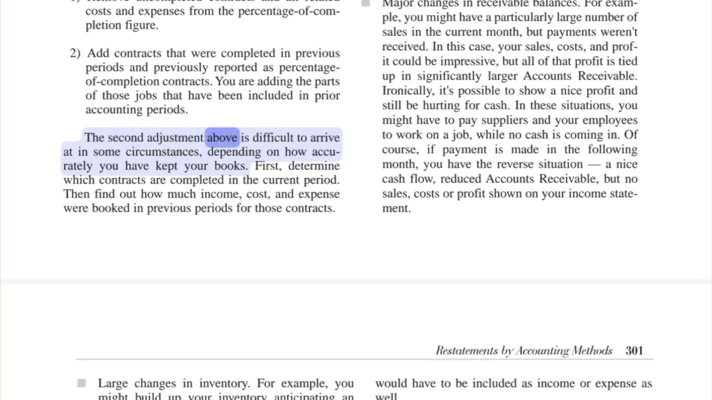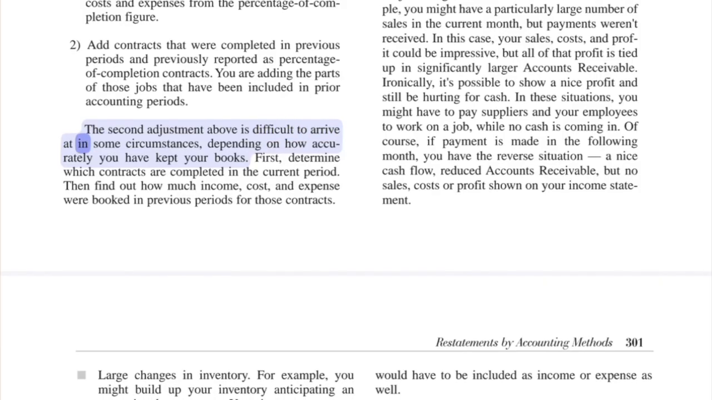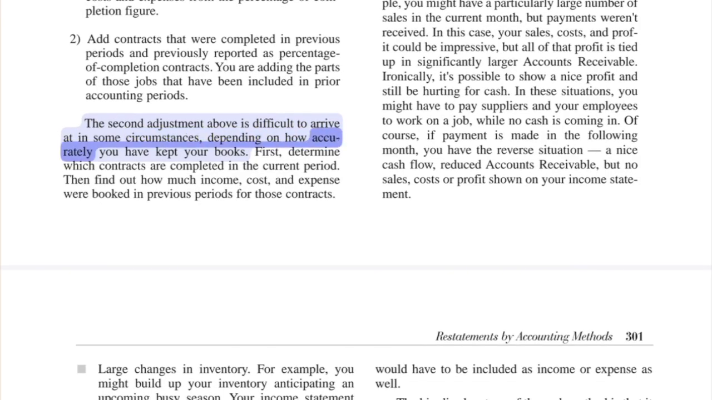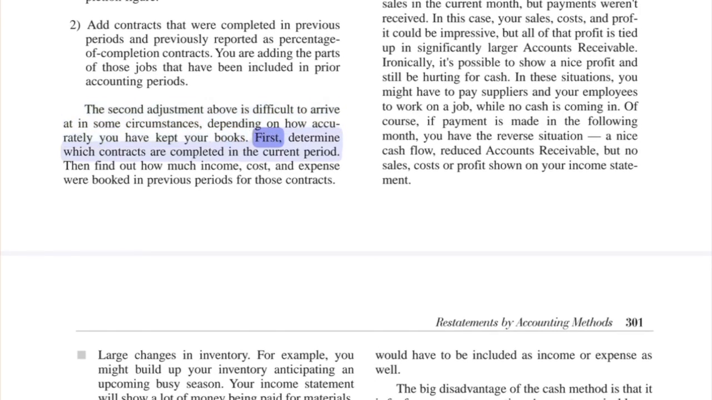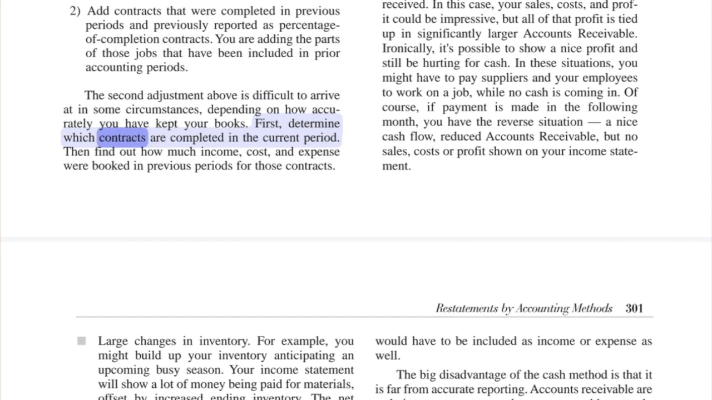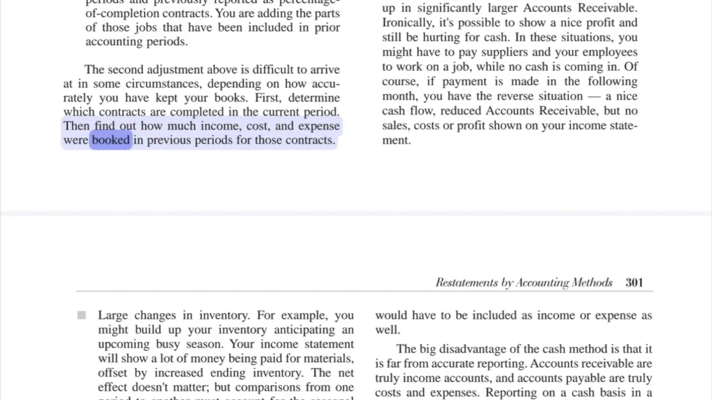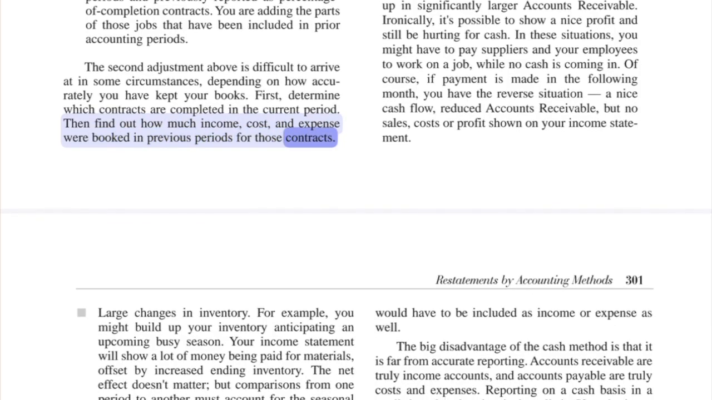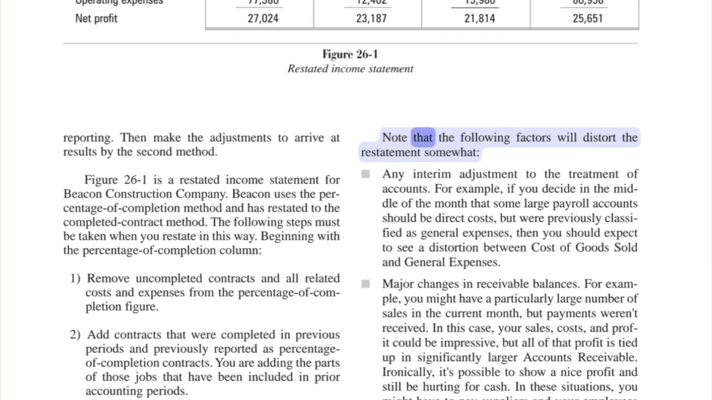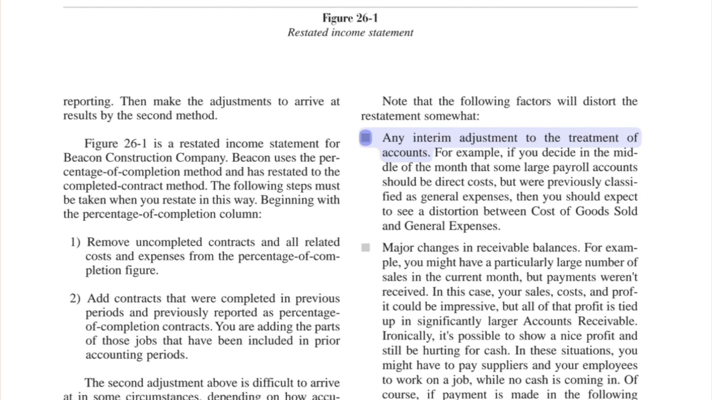The second adjustment above is difficult to arrive at in some circumstances, depending on how accurately you have kept your books. First, determine which contracts are completed in the current period. Then find out how much income, cost, and expense were booked in previous periods for those contracts. Note that the following factors will distort the restatement somewhat. Any interim adjustment to the treatment of accounts.